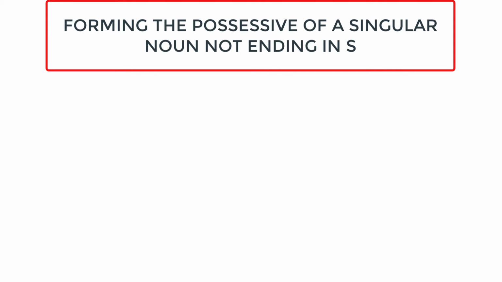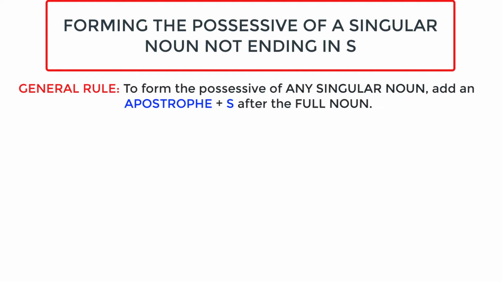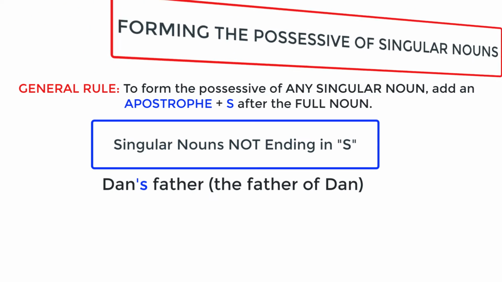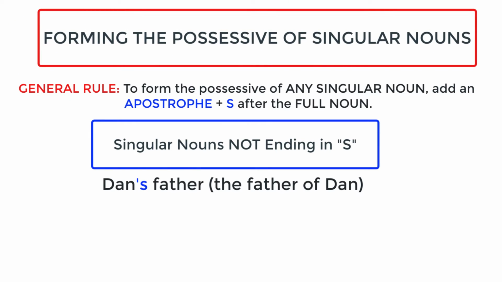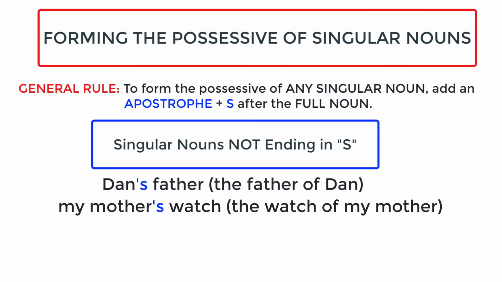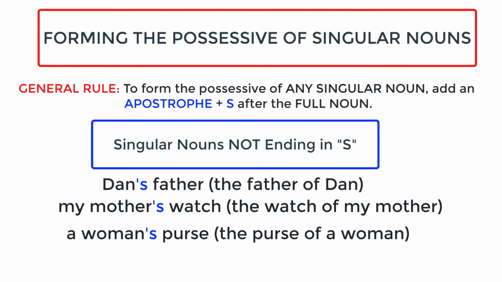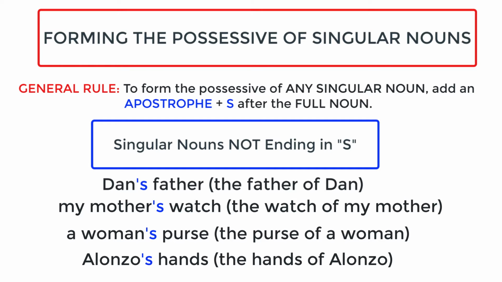Let's start with forming the possessive of a singular noun not ending in S. The general rule is that the possessive for a singular noun is formed by adding an apostrophe and an S, whether the singular noun ends in S or not, as in these examples. Dan's father, my mother's watch, a woman's purse, Alonzo's hands.